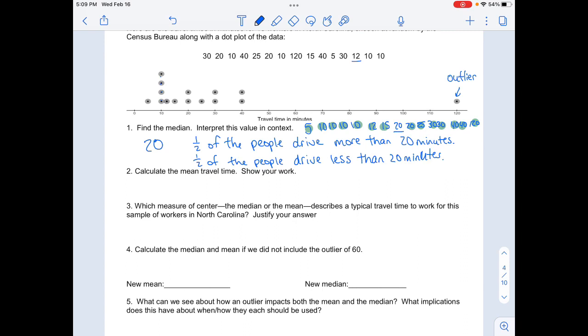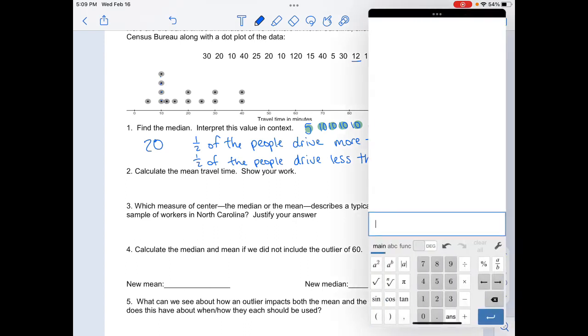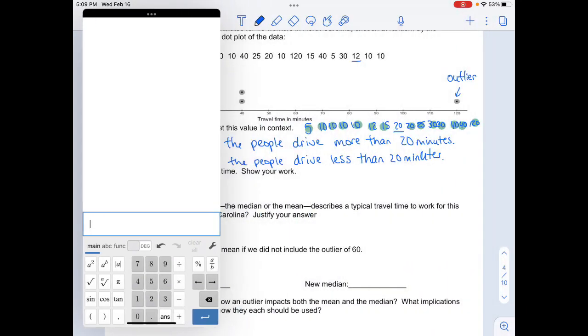Now we are going to calculate the mean travel time, and it does say show your work. I'm going to do the bulk of the work on my calculator, and then I'll just show out the total addition. So add them up.